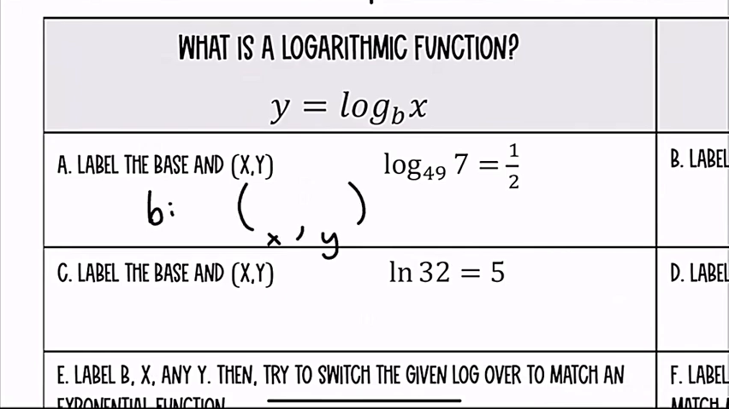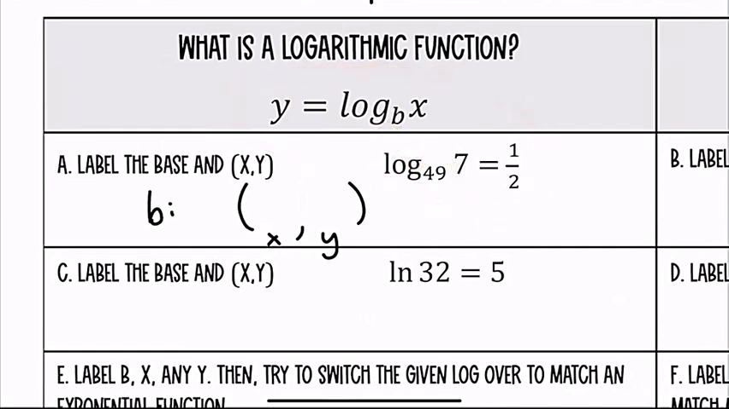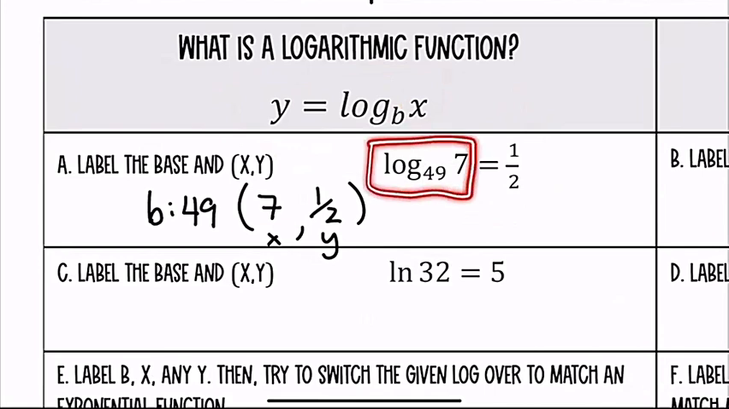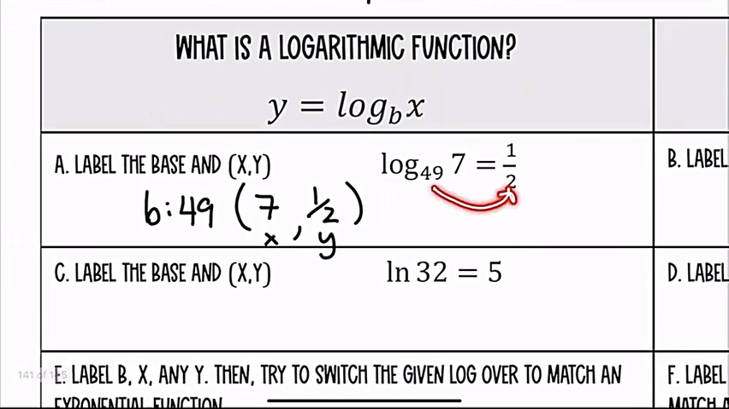You can see here we have log base 49 of 7 equals 1/2. And if you just compare it right here, let's look at those two. You can see here the little number is that one right there. That's the base. The base is 49. The inside of the log is x, in this case, 7. And it's equal to y, in this case, 1/2. So what this is saying is log base 49 of 7 is 1/2. Another way to say that, which goes along with our exponential over here, is 49 to the power of 1/2 equals 7.